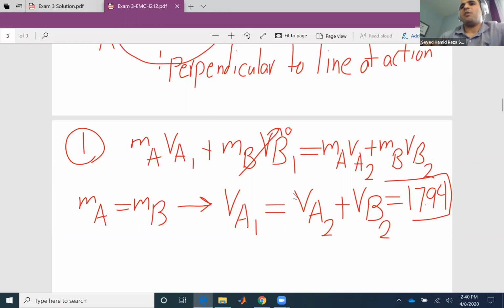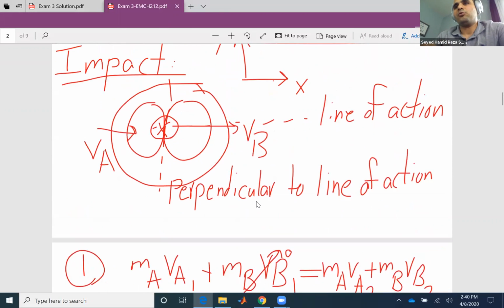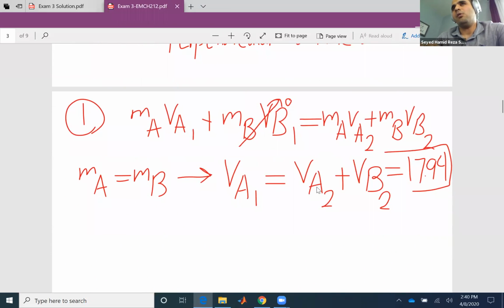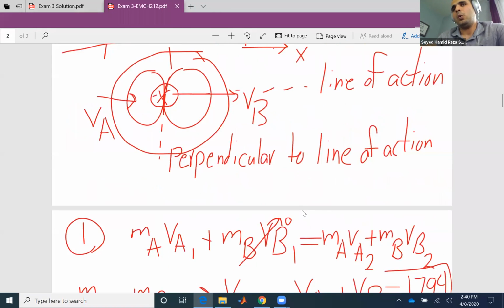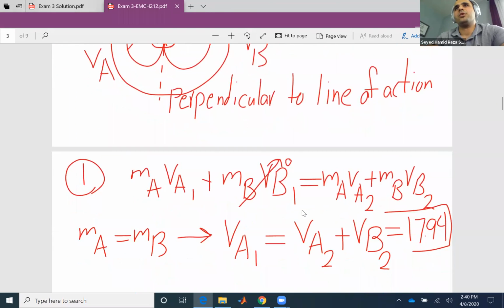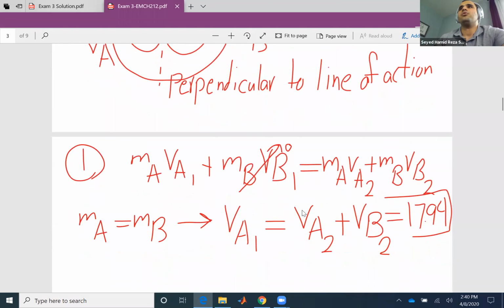So this is my first equation that I wrote for the line of action. As you can see, we have two unknowns: the two velocities after the contact. To solve for these two unknowns, we need one more equation. What equation can we write? The coefficient of restitution. Very good. So the other equation that we need to write is the coefficient of restitution.